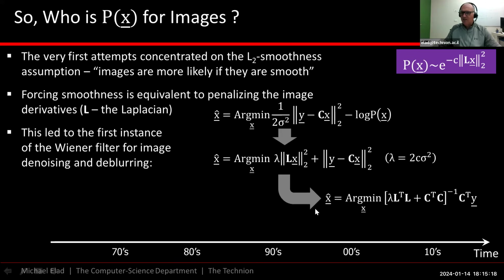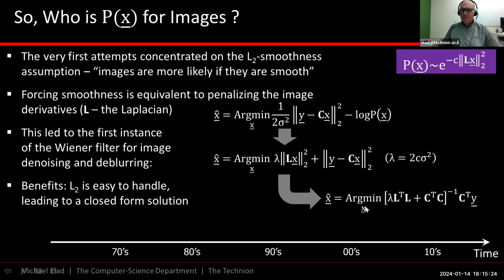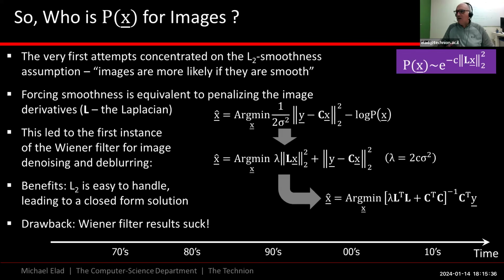We can take a derivative and we end up with this closed form solution to it. This is well known. This is familiar as the Wiener filter. And it works horribly. It creates images that are unpleasant to look at. For people working in the 70s, it was enough. For us, it's totally ugly.